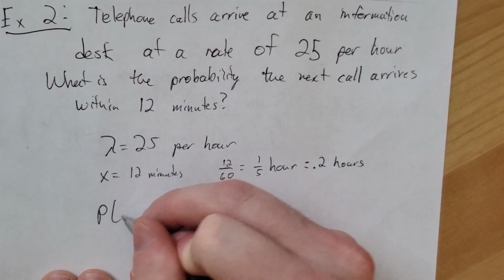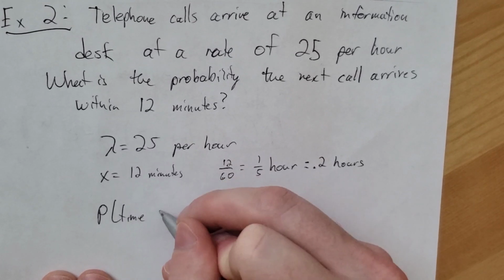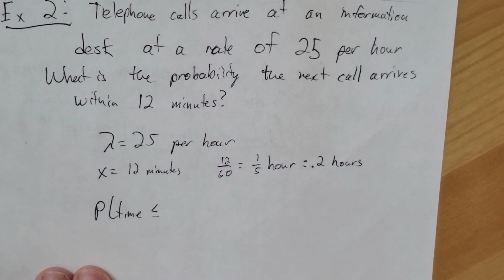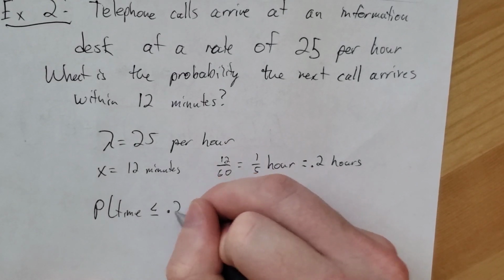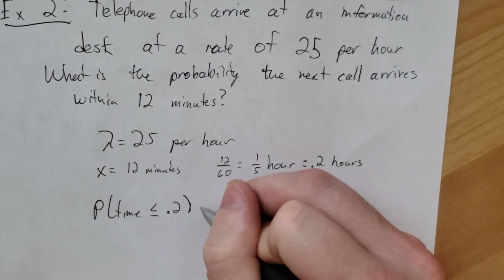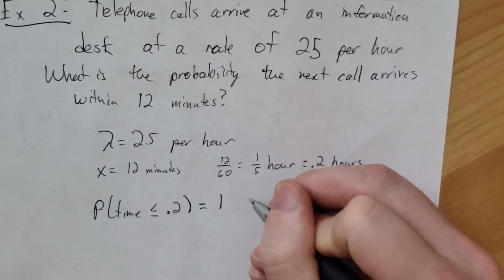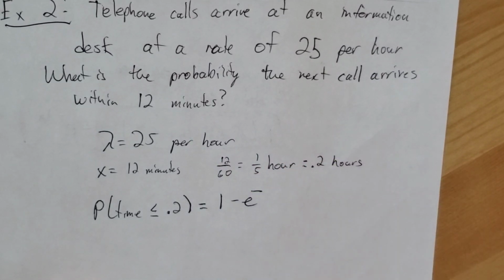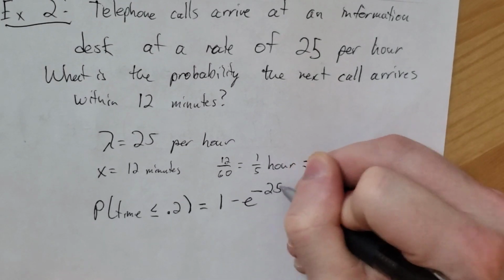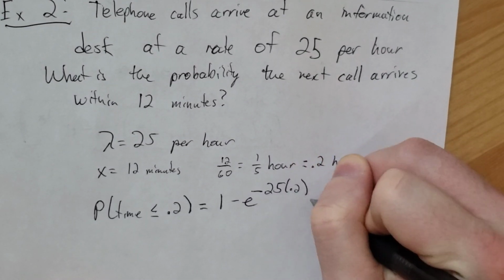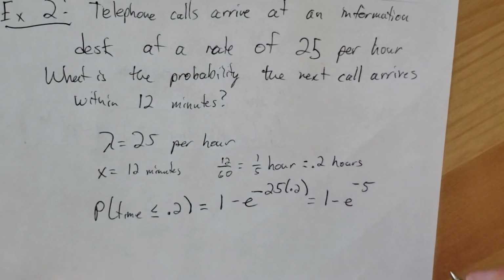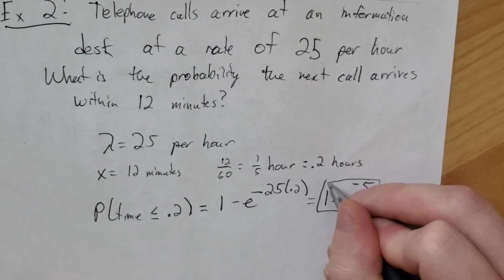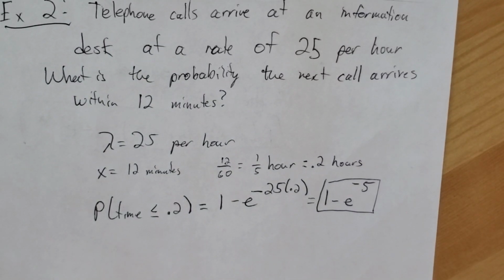So let's go ahead and plug that in. The question is, what is the probability that the arrival time, or when the next call will arrive, is equal or less than 0.2 hours? Well, this is 1 minus e raised to the negative, lambda was 25, x was 0.2, so this is 1 minus e to the negative 5th power, and we plug that into a calculator if we need to know the decimal form. And that's it for this video.